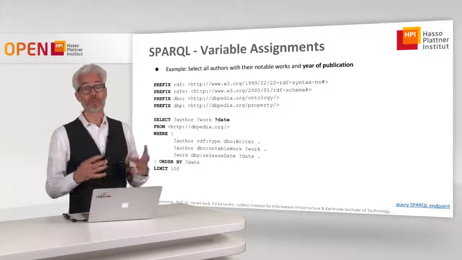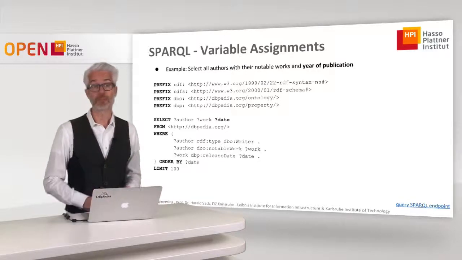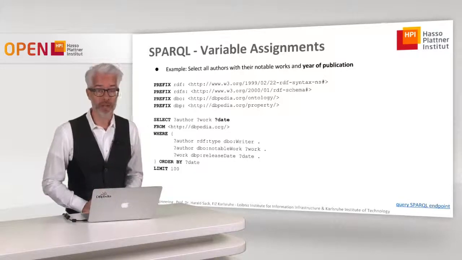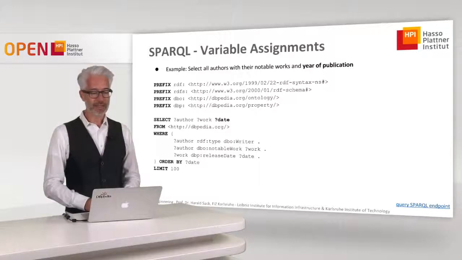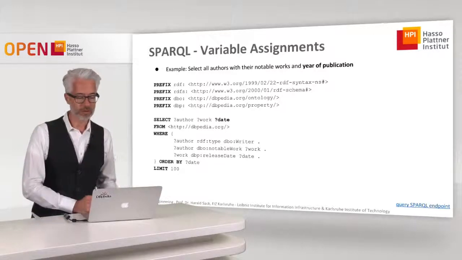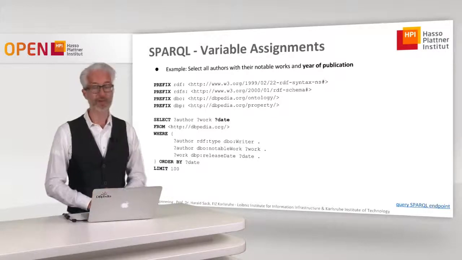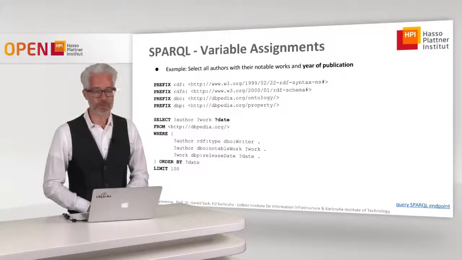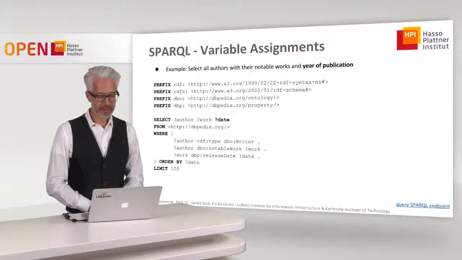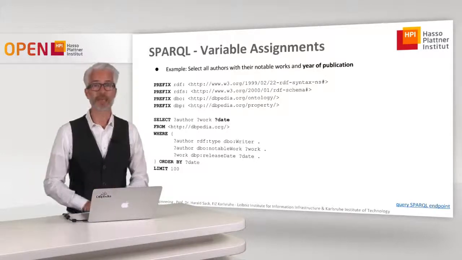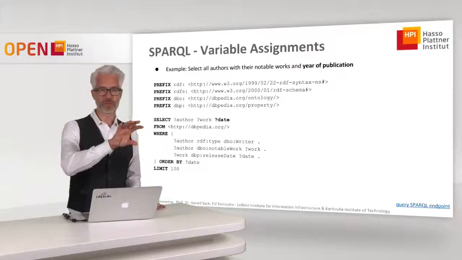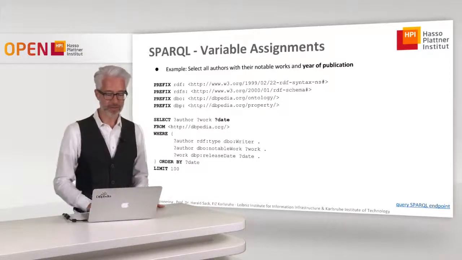So, to learn the next step, just have first a look at the following example. The example here will be, we select all the authors and their notable works and the year of publication from DBpedia. So this is nothing new. We have a simple query which says select author, work and date here. And of course we do this from DBpedia, and then you see all the graph patterns.